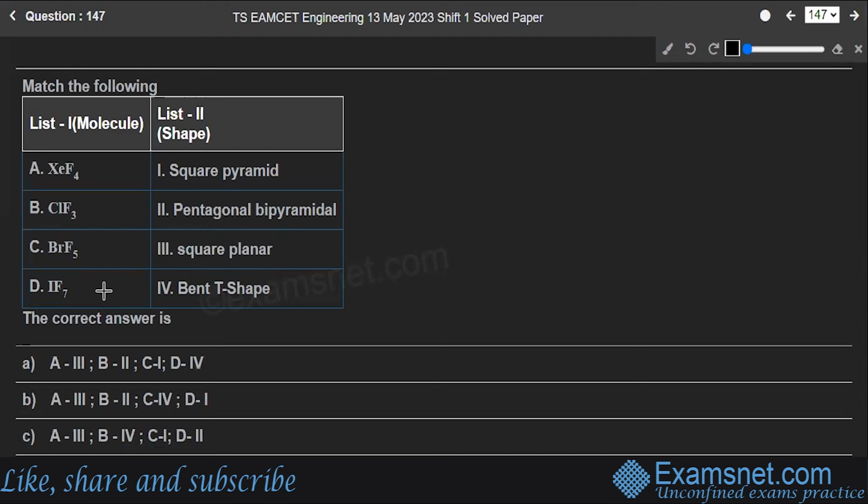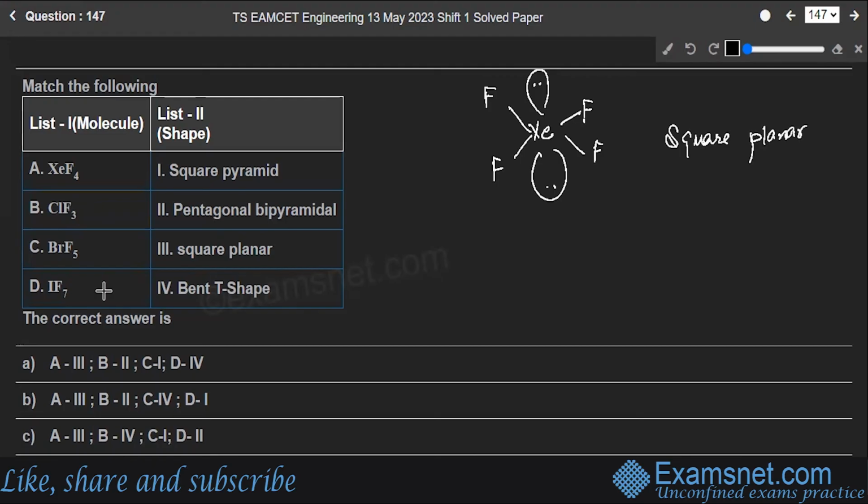So this is the molecule and this is their shape. Let's do the matching. First is XeF4. Let's make it. You have Xe, and you have 4 fluorine atoms over here. To complete that, let's do this. Now this shape is square planar. So this matches with the third option.